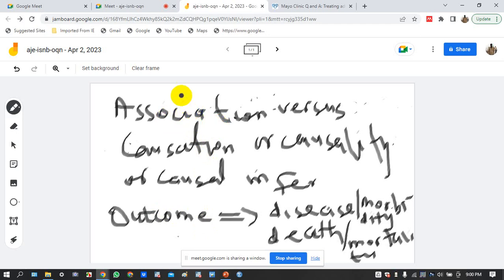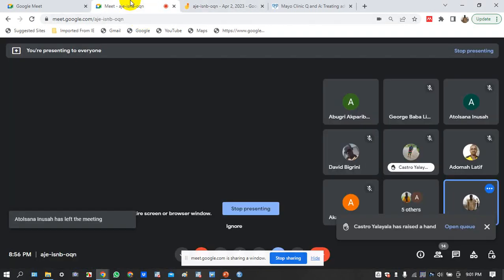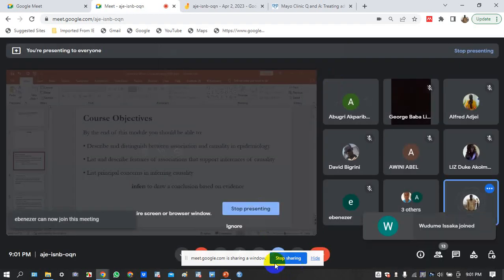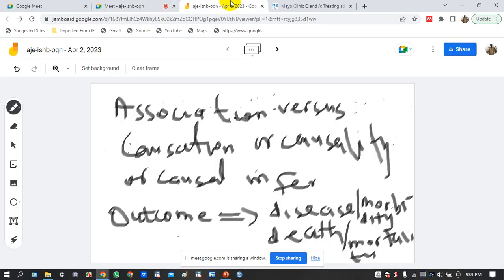So, yes. Okay, let me admit. Okay, so when you say association, this example I gave concerning fathers who escort their wife to the hospital, you realize that another person will come out and say no, it doesn't have any relationship. So with this one, I'm just testing for association.